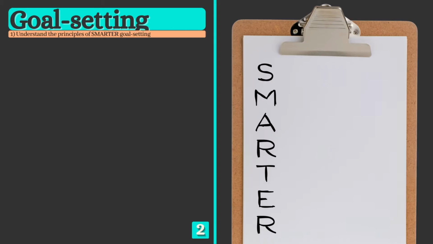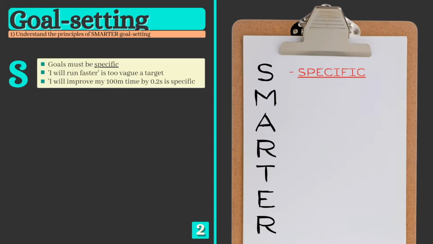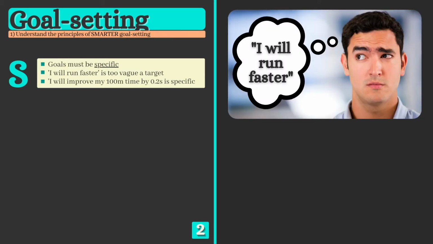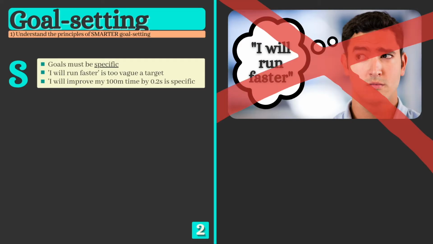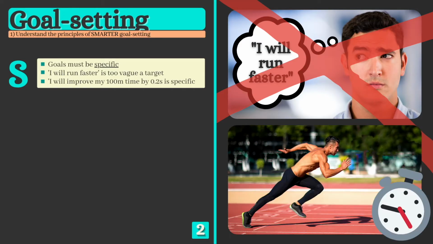To ensure that goals are effective and actually provide these benefits, it's important to follow a set of principles that can be remembered using the acronym SMARTER. Firstly, you need to make sure your goals are specific, or you may not know what you're working towards or how you're going to get there. "I will run faster" is too vague a target and cannot be objectively measured, while "I will improve my 100-meter time by 0.2 seconds" is far more specific.